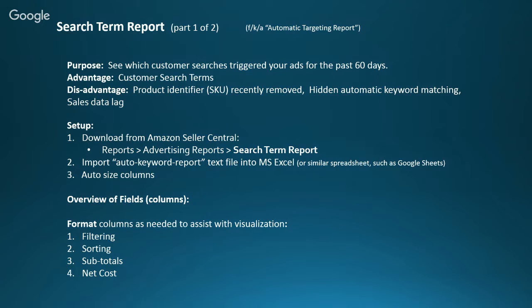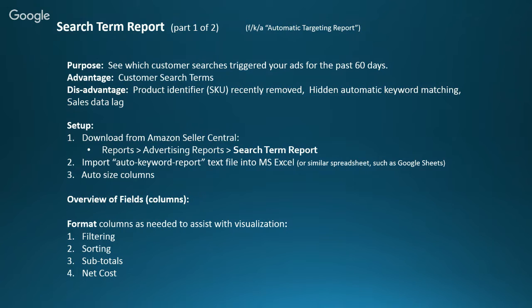The primary advantage of the search term report is the new fields; actually they split it up, so it's basically two fields now. You've got the customer search terms field, which shows you what customers were actually searching for, and then it has the keywords that that search term was matched to.